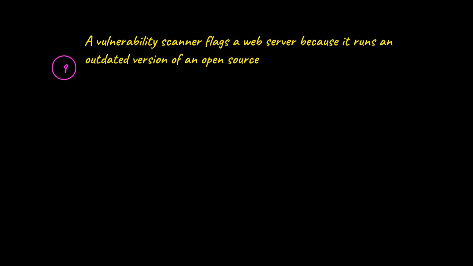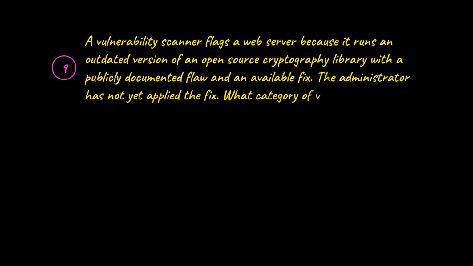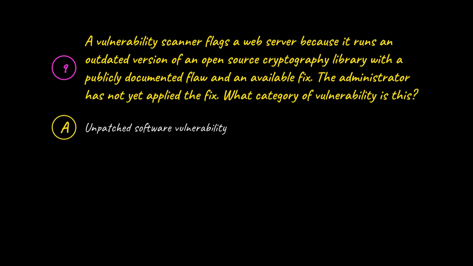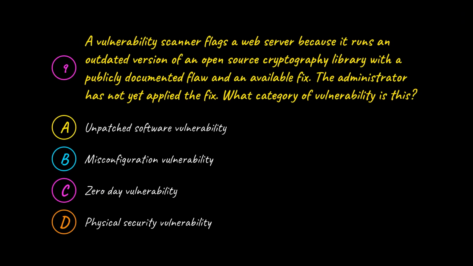Question 9. A vulnerability scanner flags a web server because it runs an outdated version of an open-source cryptography library with a publicly documented flaw and an available fix. The administrator has not yet applied the fix. What category of vulnerability is this? Your options are A. Unpatched software vulnerability, B. Misconfiguration vulnerability, C. Zero-day vulnerability, D. Physical security vulnerability. Which one is it? Pause the video if you need more time.